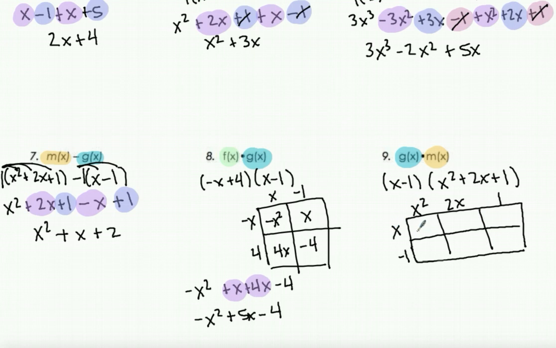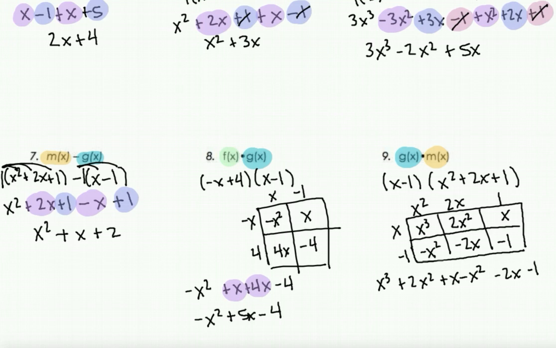So x times x squared is x cubed. X times 2x is 2x squared. X times 1 is x. Negative 1 times x squared is negative x squared. Negative 1 times 2x is negative 2x. And negative 1 times 1 is negative 1. So then I'll write down everything from the box. X cubed plus 2x squared plus x minus x squared minus 2x minus 1.